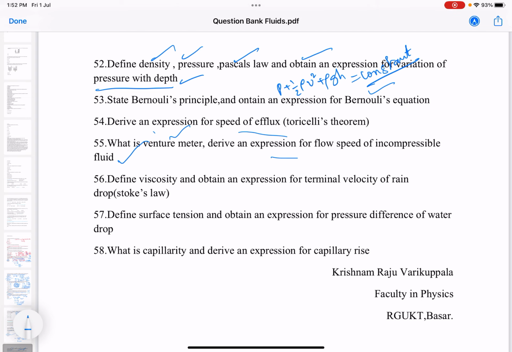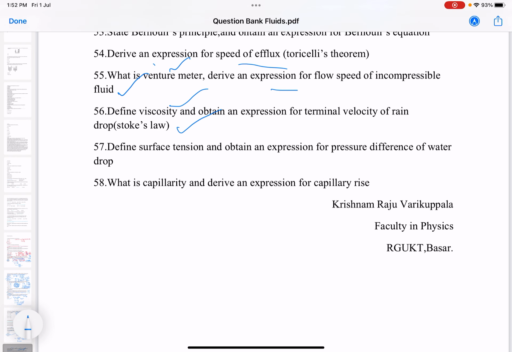Next, define viscosity and obtain an expression for terminal velocity of a raindrop. Define surface tension and obtain an expression for pressure difference for a water drop. What is capillarity? Derive an expression for capillary rise, that is capillary rise h equal to 2s cos theta by rho r g. Derive this expression.